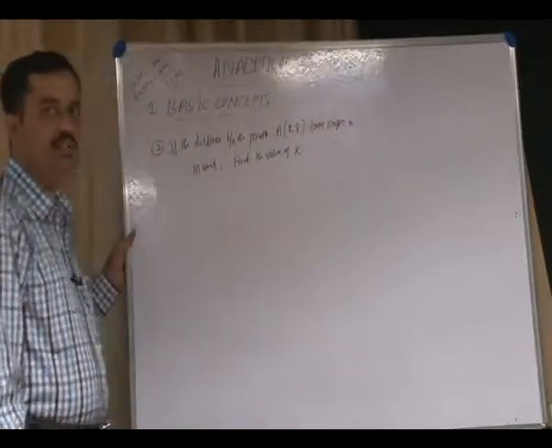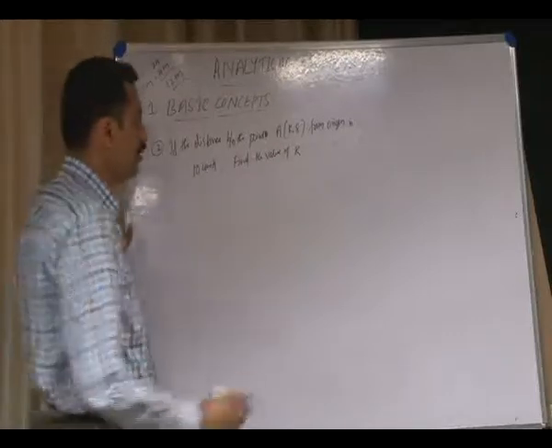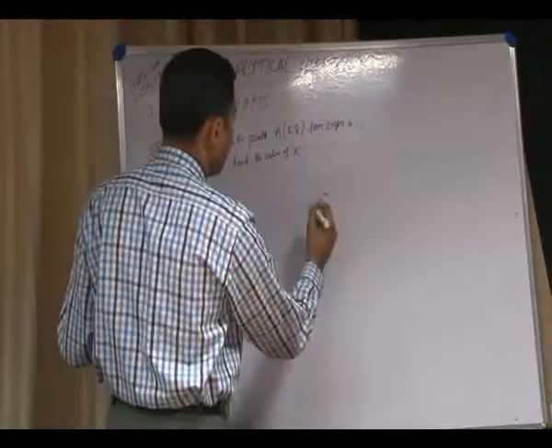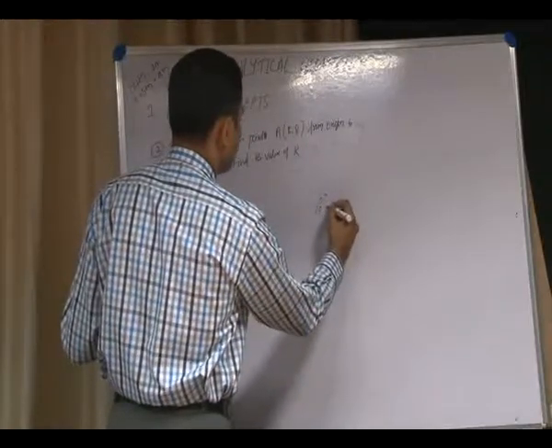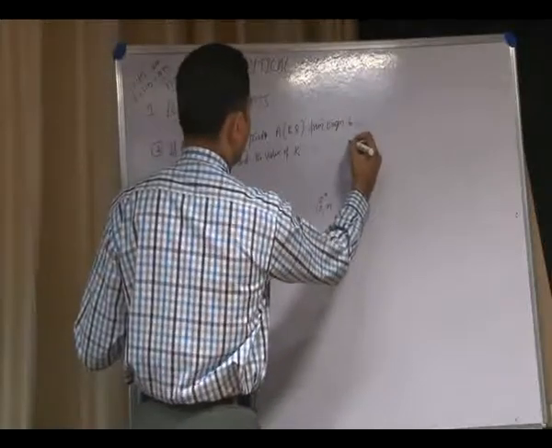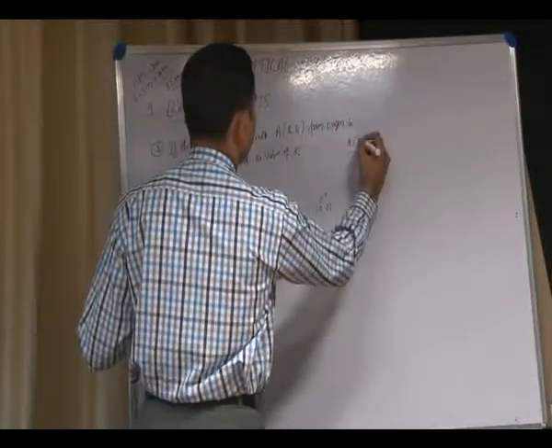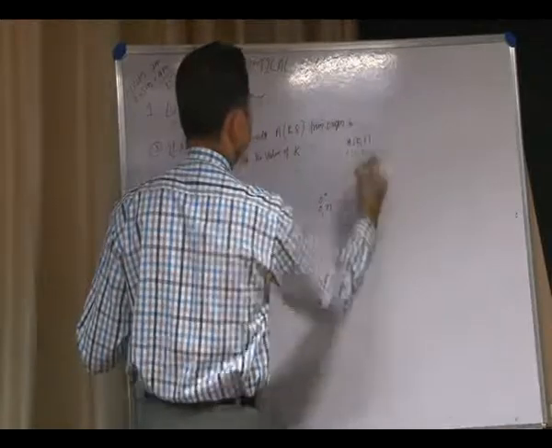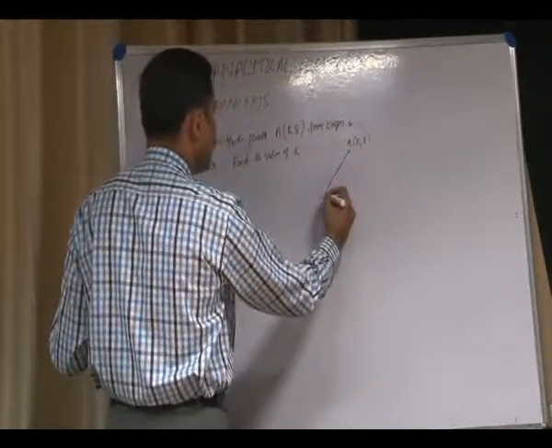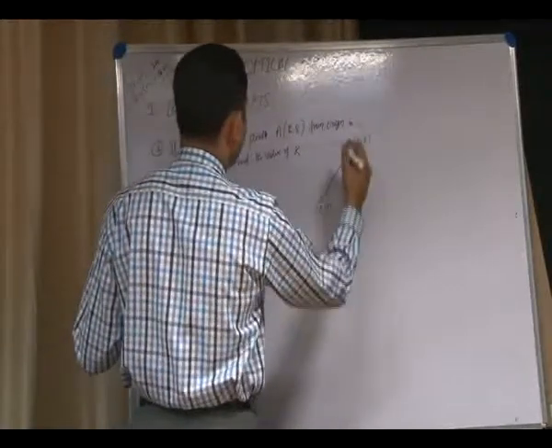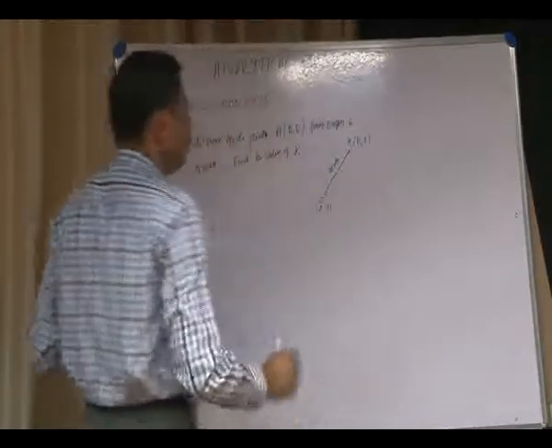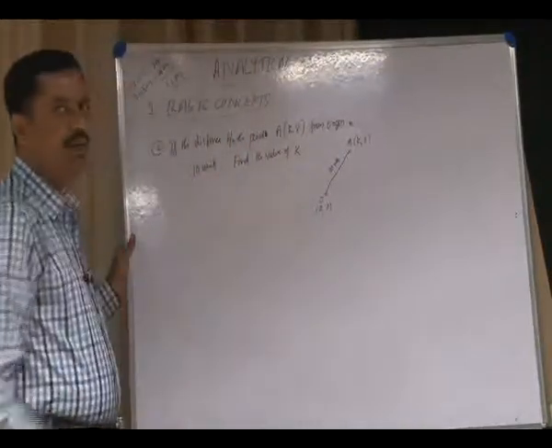Since the coordinates of the origin are always 0, comma 0, suppose this is the origin point O. I will consider the origin as point O, and the coordinates of this point are 0, comma 0, and the given point is A. The coordinates of point A are k, comma 8, and the distance between these 2 points, from the origin to the point, OA, is 10 units, that is given. So, you have to find the value of the constant k.